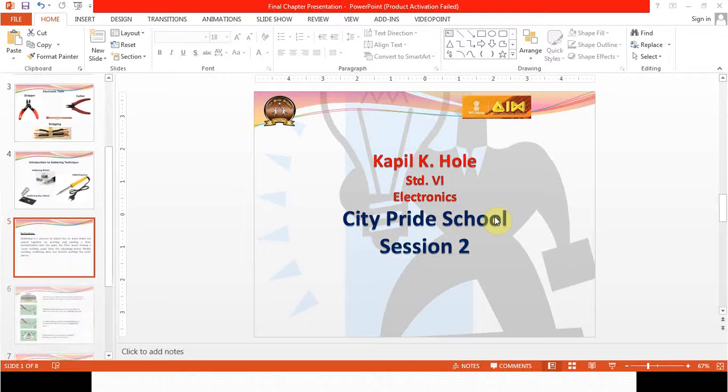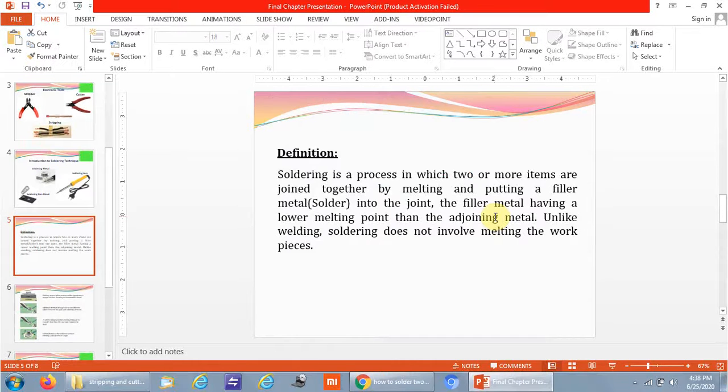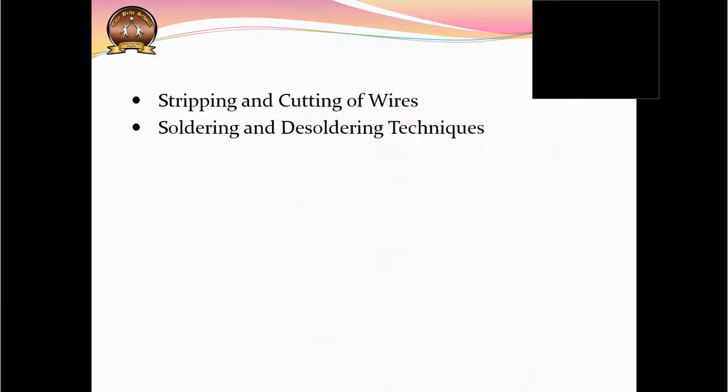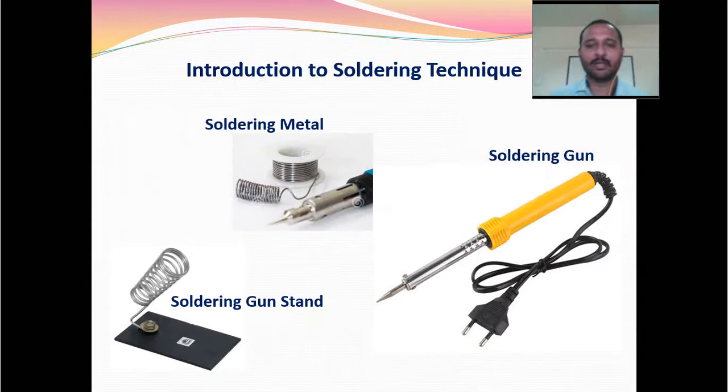So, without thinking too much, let's do the experiment. Now, I have already stripped the wire. Now again I will take one more wire, see here. Now I want to show stripping, so I am twisting it, right? Now see here, now the gun is heated.